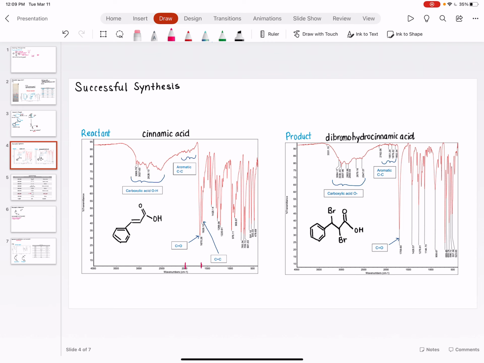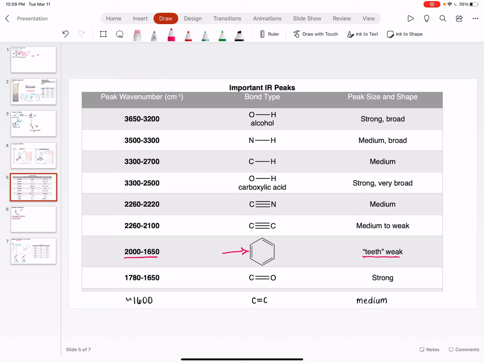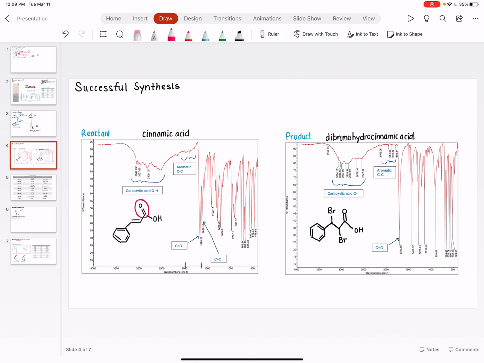Next, I see a CO double bond, part of that carboxylic acid, but its own functional group as well. So let's flip over and find it on our table. I see it right here from 1,780 to 1,650, and it is strong. So let's head back. 1,780 about here, 1,650 about here. If I look up, I see this very strong peak right here, and it's labeled for you, so that's great. And that will be our CO double bond in our reactant.